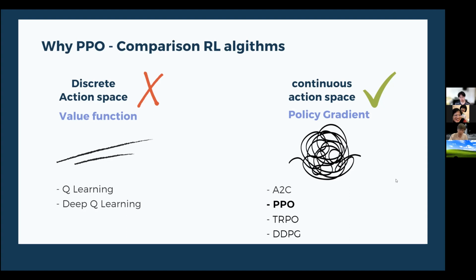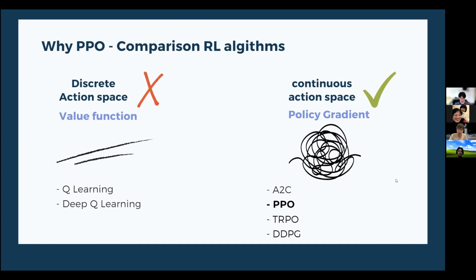This type of value function does not scale well with a continuous action space because it needs a table of states and actions for all possible combinations. If we want to work with a continuous action space, we should use policy gradient. So policy gradient only takes the state and outputs the probability of the action. Our proximal policy optimization lies in the policy gradient algorithms.